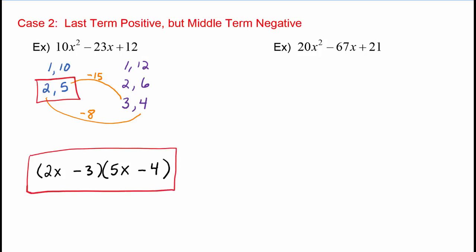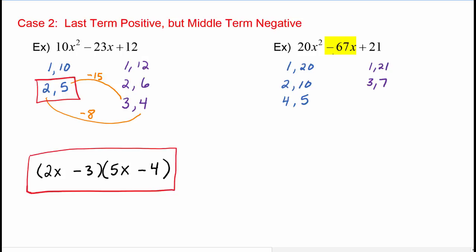In the next example, we have 20x squared minus 67x plus 21. So we get the factors for the leading coefficient, which is 20, we have 1 times 20, 2 times 10, 4 times 5. The factors of the constant term are going to be 1 and 21, 3 and 7. We start going through looking for the product pairs that are going to add up to be negative 67.